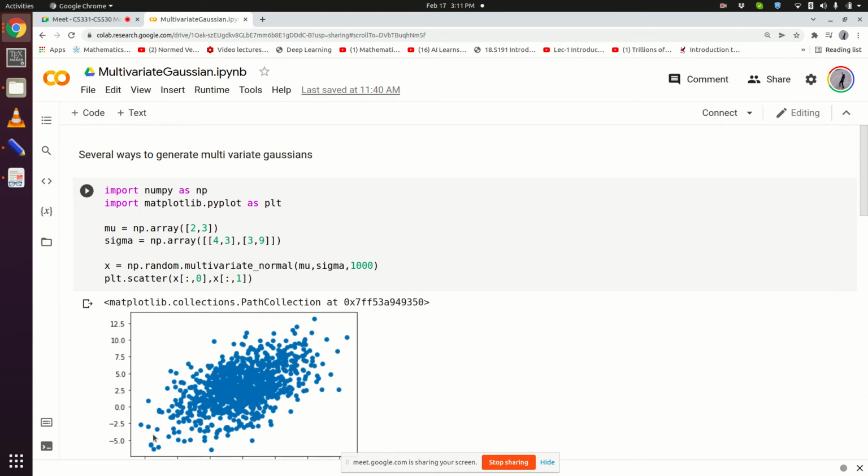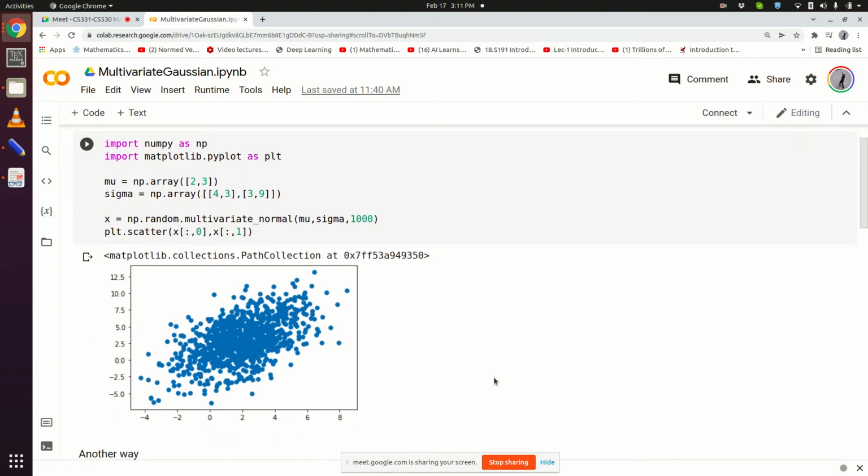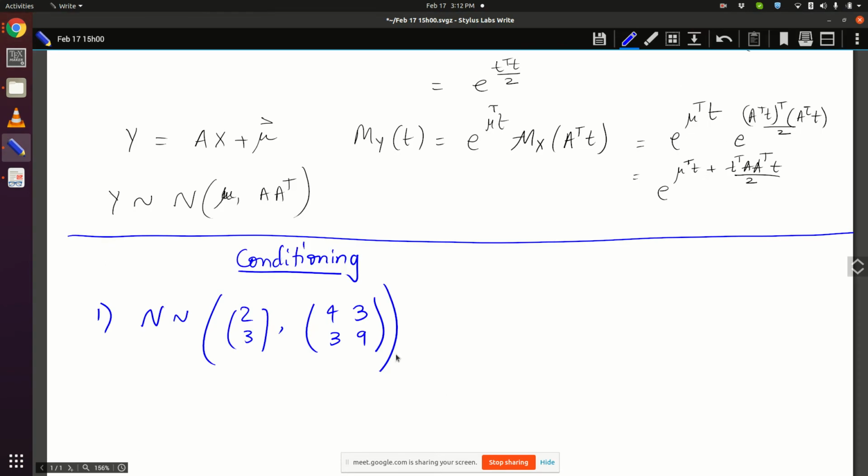Looking at the figure, I have a question to all of you. Is there some way to verify that this might be reasonable? Who can say how you can tell that this is reasonable? The whole distribution is centered around the point 2, 3, so it is the mean, as expected. Okay, so this is what we have.